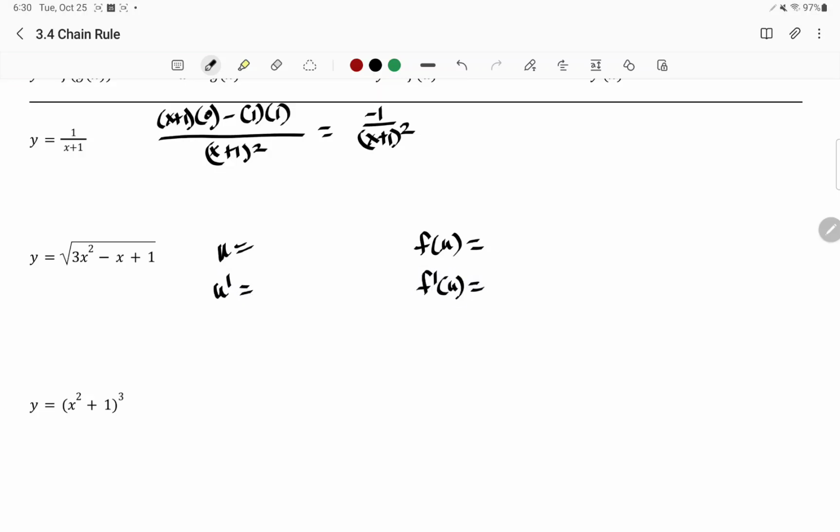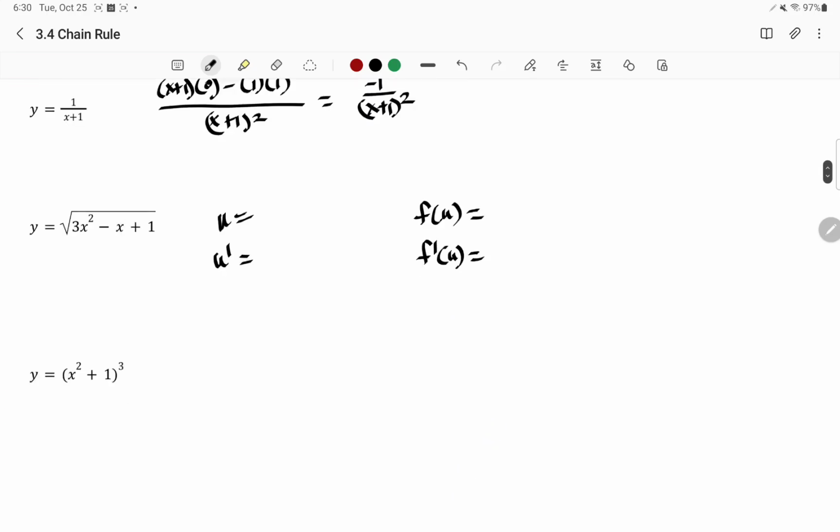Our inside for this next one is going to be what's inside that square root. So it's this function right here, 3x squared minus x plus 1. The derivative of that is going to be 6x minus 1. And the outside is going to be the square root itself. So the outside function looks like this. And remember that inside stays the same. It does not change. That baby doesn't change.